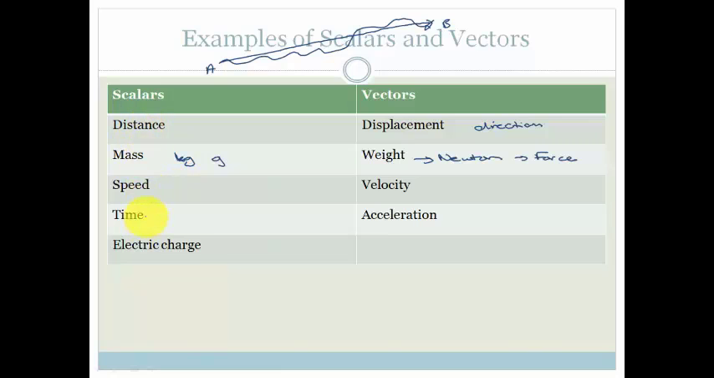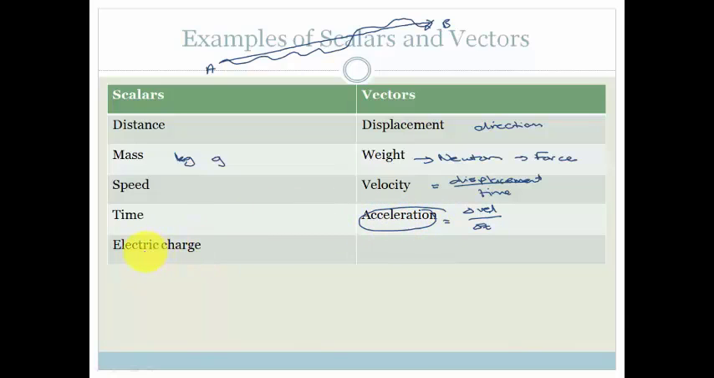Speed is just distance over time. So distance is a scalar, time is a scalar. So speed equals distance over time. Whereas velocity is equal to displacement over time. And therefore, because displacement is a vector, velocity is a vector. Time, as you know at the moment, we cannot travel back in time or any other way except forward. So time is a scalar. Acceleration is the change in velocity over the change in time, and since velocity is a vector and time is a scalar, acceleration is a vector again.